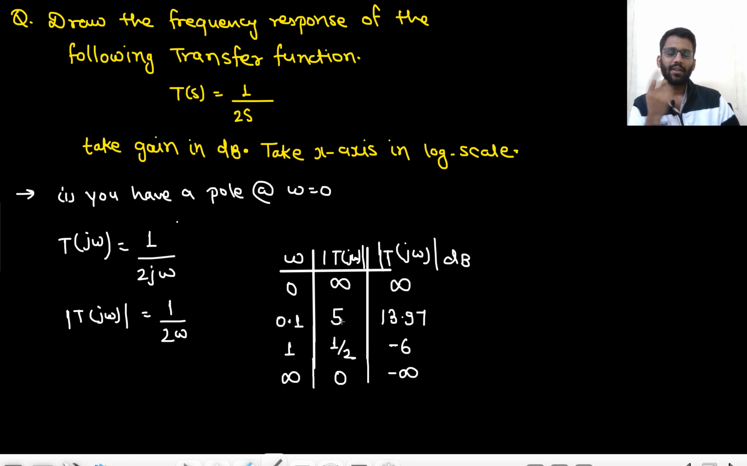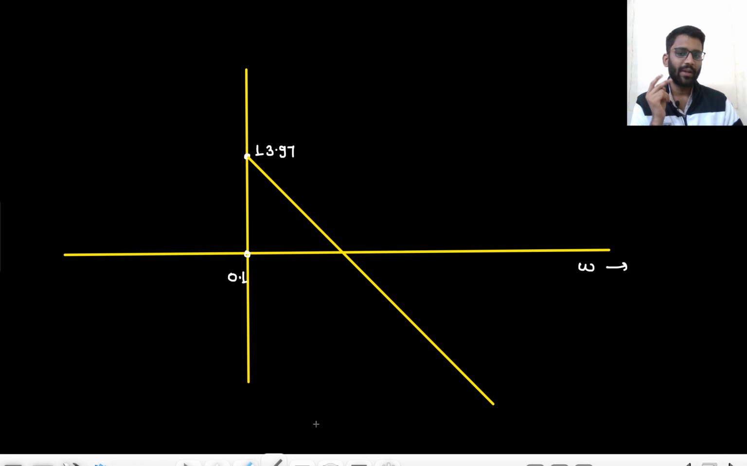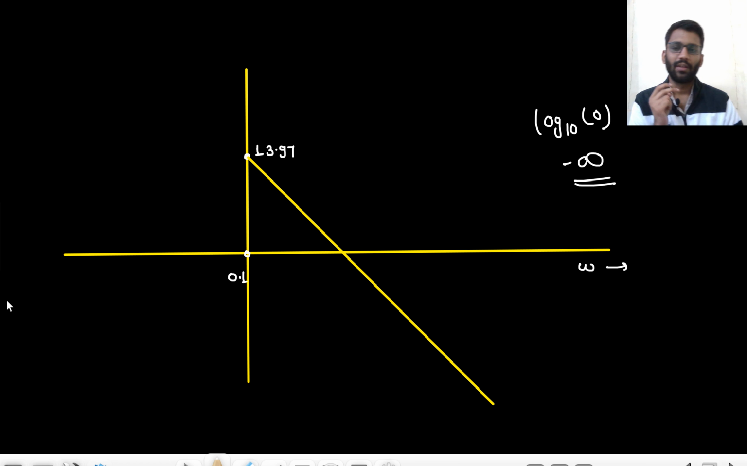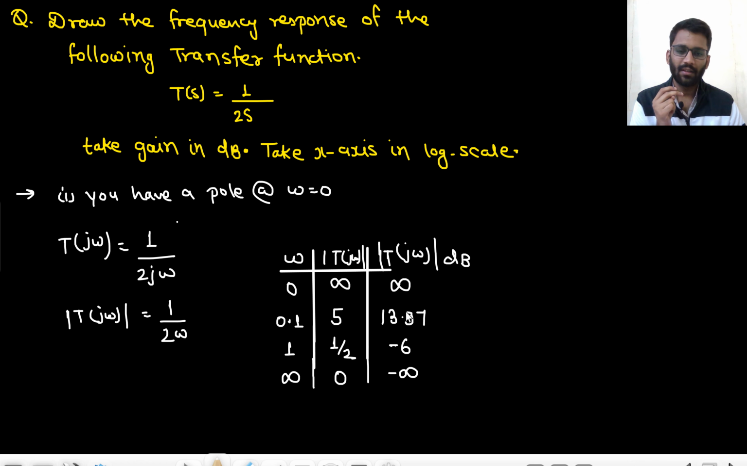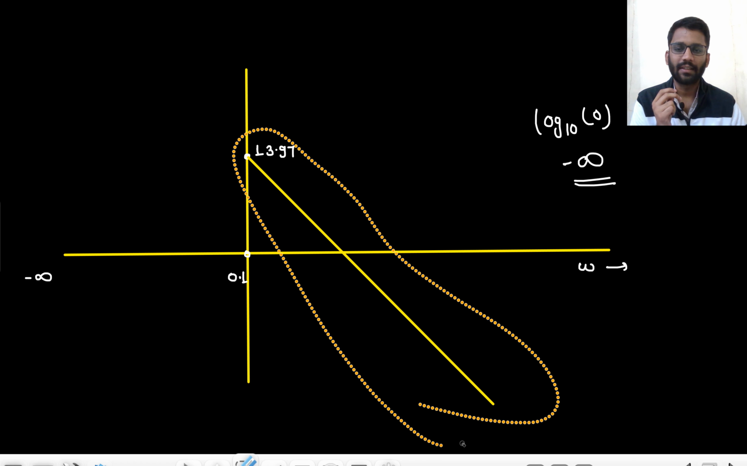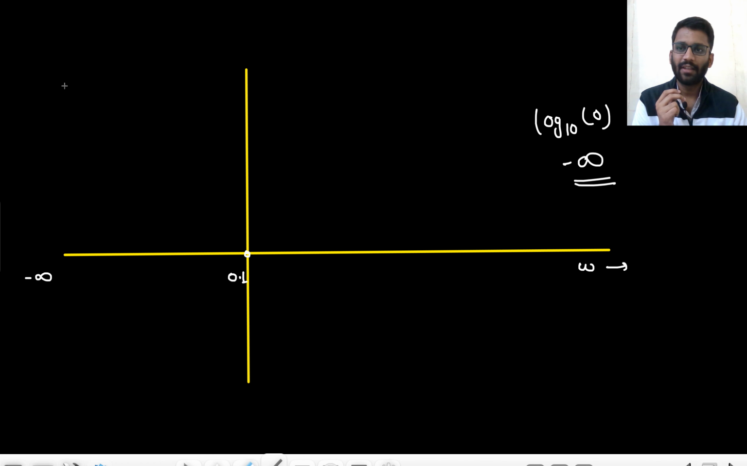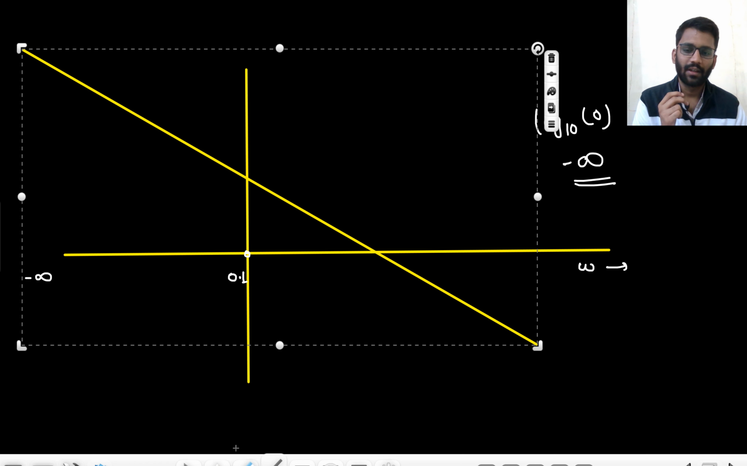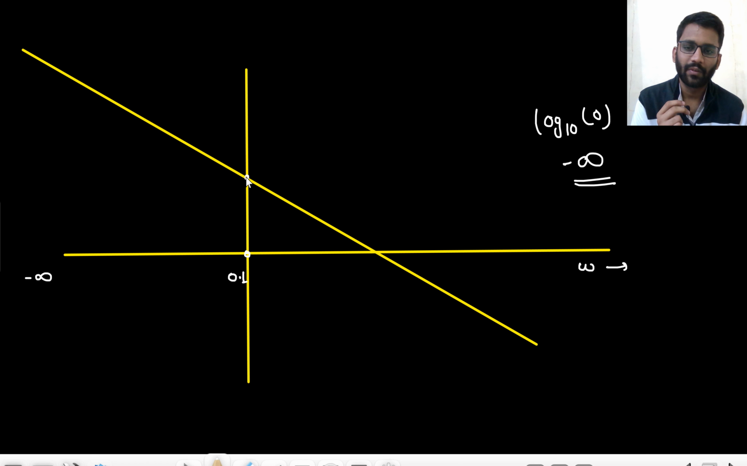Now what about this point? Omega goes to 0. If you apply omega goes to 0 here, this axis will think that you have applied minus infinity. So here your minus infinity would be, and at minus infinity you are having infinite gain. So what you can do, you can draw the graph something like this. So this is how you can draw the graph.